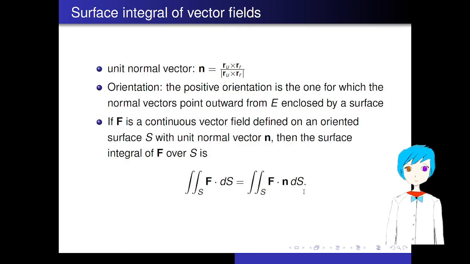So if F is a continuous vector field defined on an oriented surface, where an oriented surface means that we can define the positive orientation for the surface with a unit normal vector, possibly pointing outwards, then the surface integral of F over S is defined as the integration of the inner product of F and the normal vector n dS. dS is actually the norm of Ru cross Rv dA, the infinitesimal area. Thanks for listening.